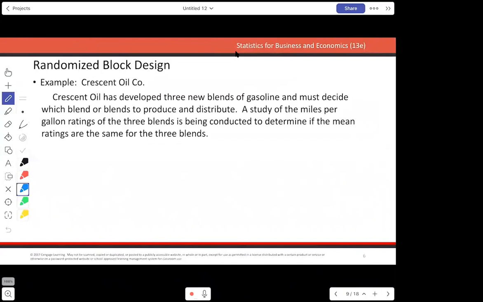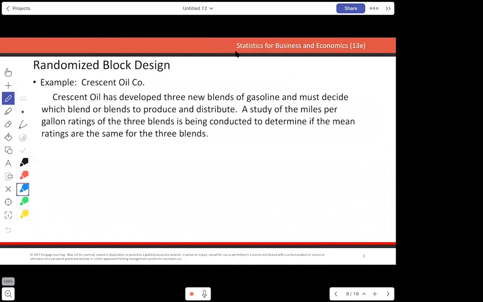But I just want you to know that you don't have to be restricted to 3. It can be more than 3. So Crescent Oil has developed 3 new blends of gasoline and must decide which blend or blends to produce and distribute. A study of the miles per gallon ratings of the 3 blends is being conducted to determine if the mean ratings are the same for the 3 blends.